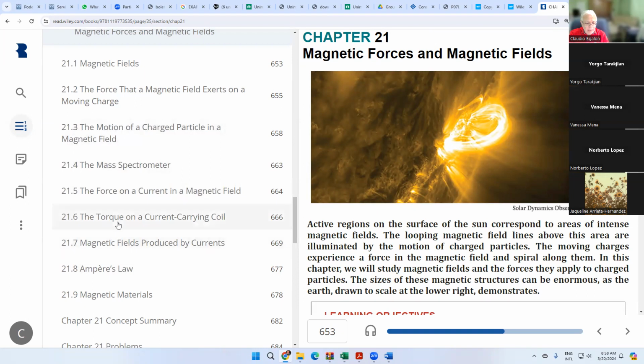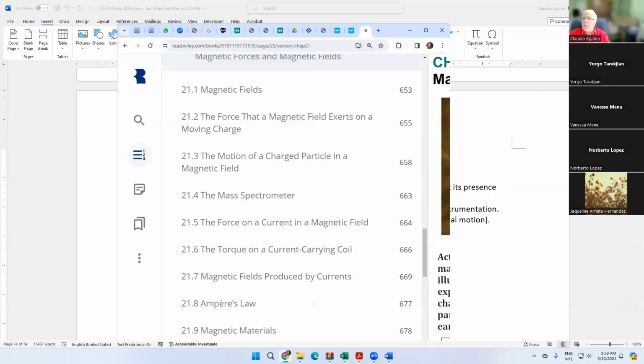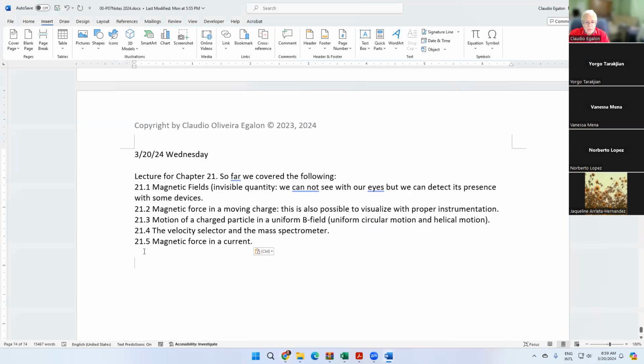Force on a current, okay, and the next gonna be the torque on a current carrying coil, on a current carrying wire. Okay, we're not gonna do magnetic materials, okay? So let's start with 21.6. 21.6, torque in a current carrying coil. Let's put this current carrying coil. More, 21.7 is going to be what?